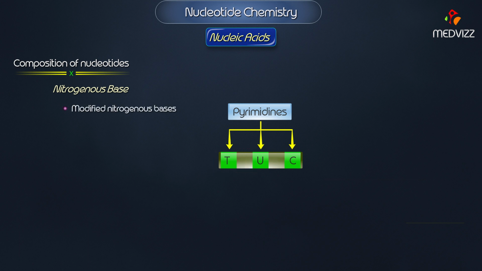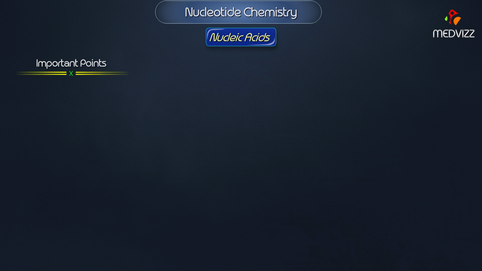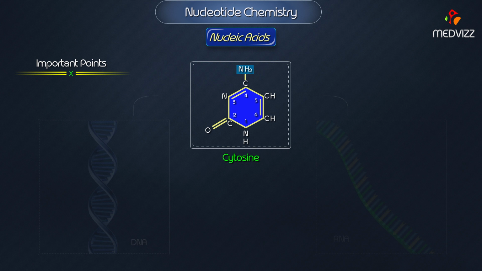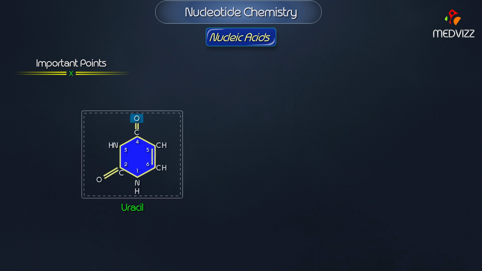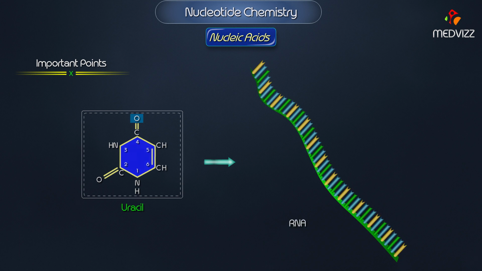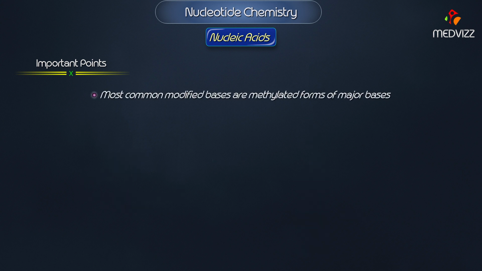Modified nitrogenous bases are dihydrouracil, pseudouridine, 5-methylcytosine, dimethylaminoadenine, 7-methylguanine. Important points. Cytosine is present in both DNA and RNA. Uracil is present only in RNA. Thymine is present only in the DNA. Most common modified bases are methylated forms of major bases.